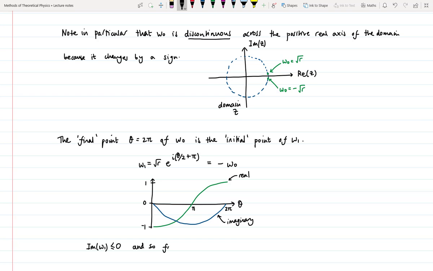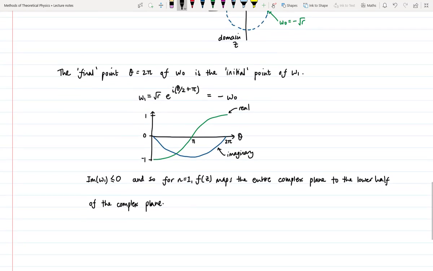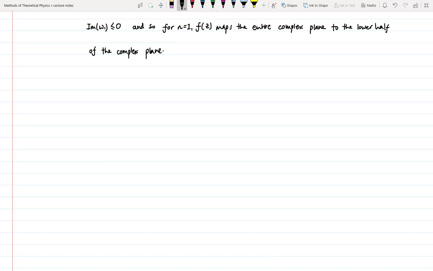And so for n equals 1, our complex function, the square root, maps the entire complex plane to the lower half of the complex plane. Let's now stick W0 and W1 onto a single set of axes to have a final clear picture of what's going on.